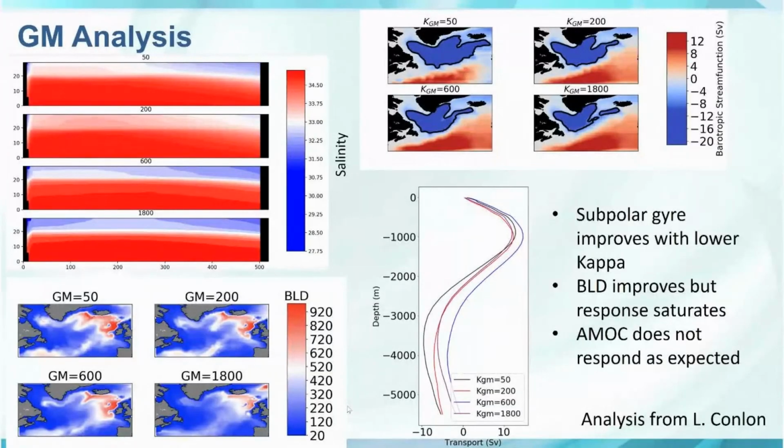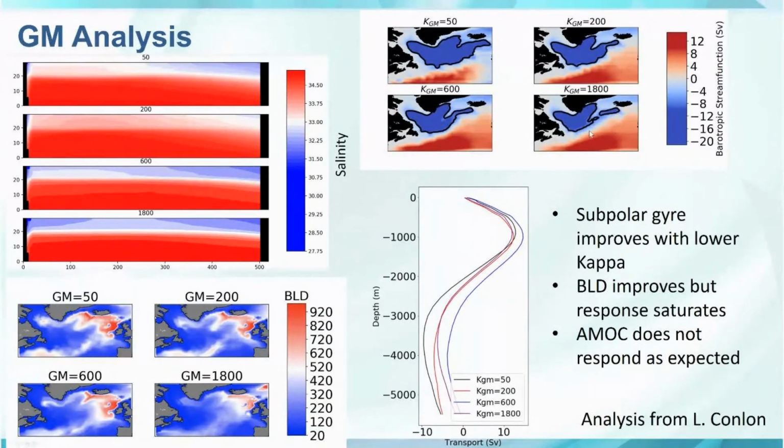So onto a few analyses here. First from Leanne. She's taken a very wide look at GM in different configurations. She ran a set of experiments where she goes from global GM kappas from 50 to 1800 to look at the effects. You can see some pretty big effects.